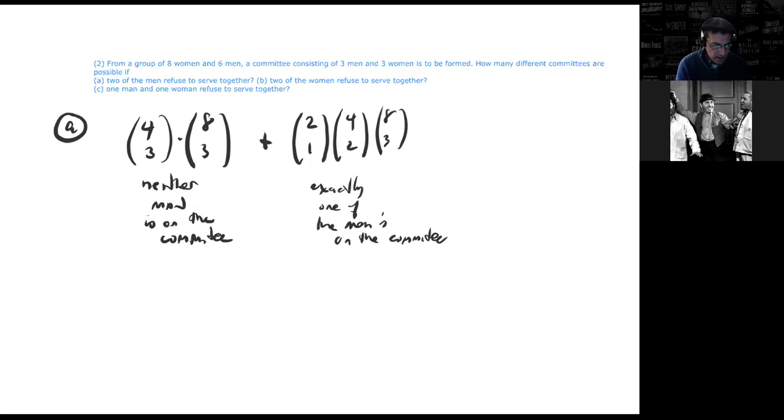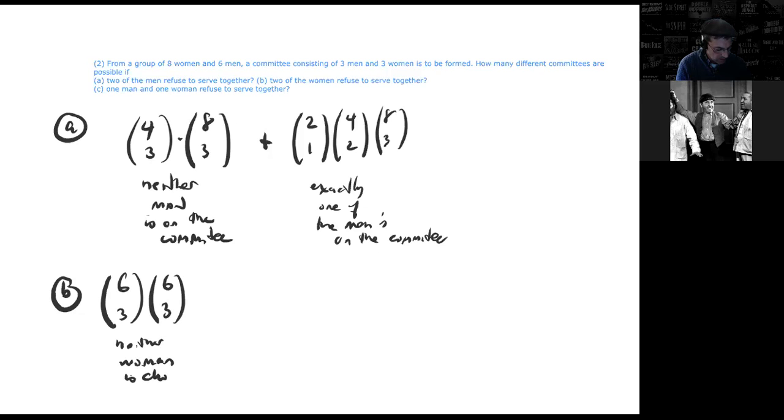Okay, a similar argument goes for part B with women. Suppose two of the women refuse to serve together. Well, suppose we have a situation where neither of the women is chosen. If neither of the women is chosen, that means we're choosing 3 out of the 6 remaining women. And then we have to choose 3 of the 6 men total. And that's with neither woman chosen on the committee.